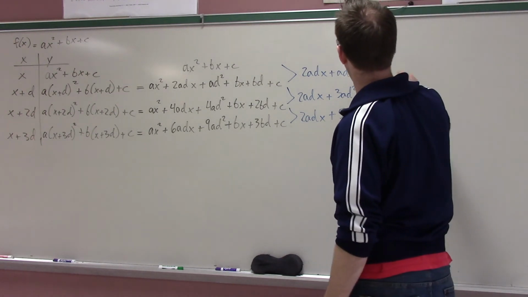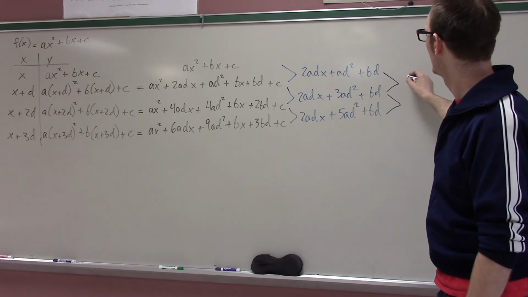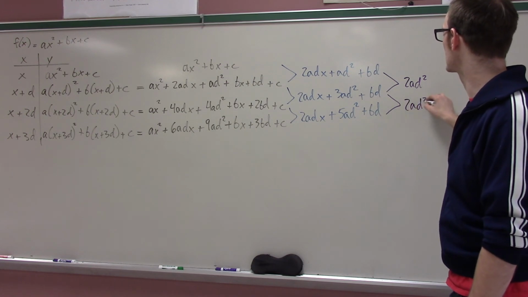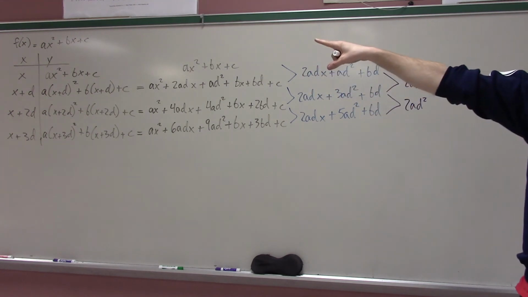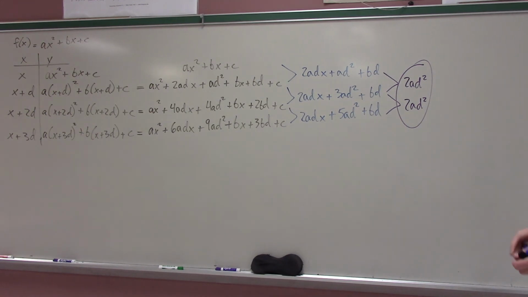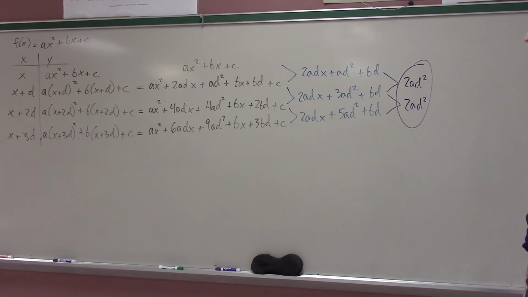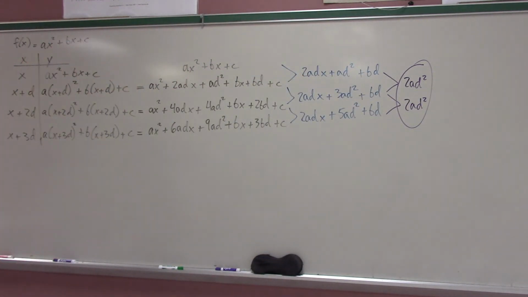Now let's look at the gaps in the gaps. This went up by 2ad squared, and this went up by 2ad squared. Yeah. And a is a constant for the particular quadratic, and d is also a constant. And so what we have just proved is that for any quadratic whatsoever, the second finite differences are constant. And not only that they're constant, but what that constant is. That constant is 2ad squared.